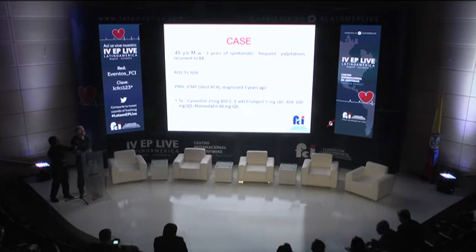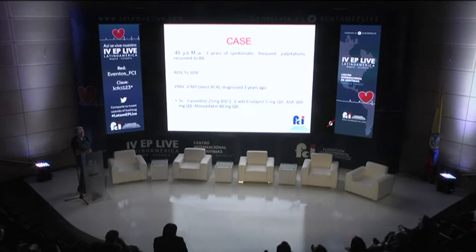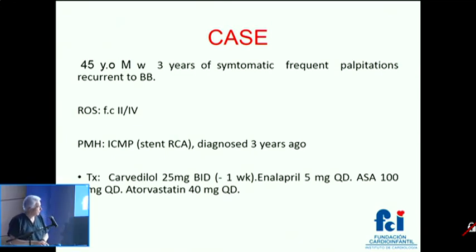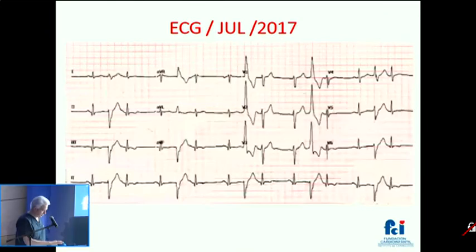This is a 45-year-old patient with 3 years of symptomatic frequent palpitations, refractory to beta blocker, with a history of ischemic cardiomyopathy, diagnosed 3 years back with a stent placed in the right coronary artery, and the patient was managed with carvedilol, enalapril, aspirin. This is the ECG of the arrhythmia.